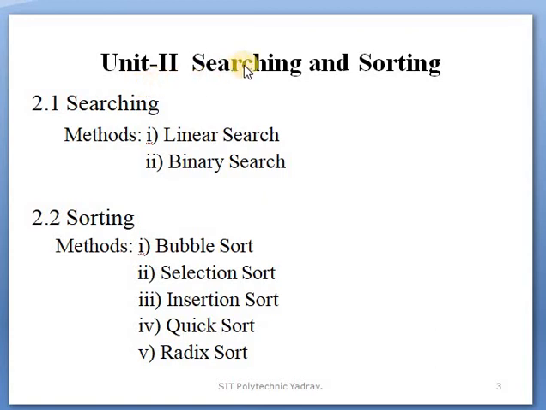In unit number 2, Searching and Sorting, there are two subpoints: 2.1 Searching and 2.2 Sorting. In searching, there are two methods: linear search and binary search. And in 2.2 sorting, there are the methods bubble sort, selection sort, insertion sort, quick sort and radix sort. In this chapter, these methods are studied one by one.